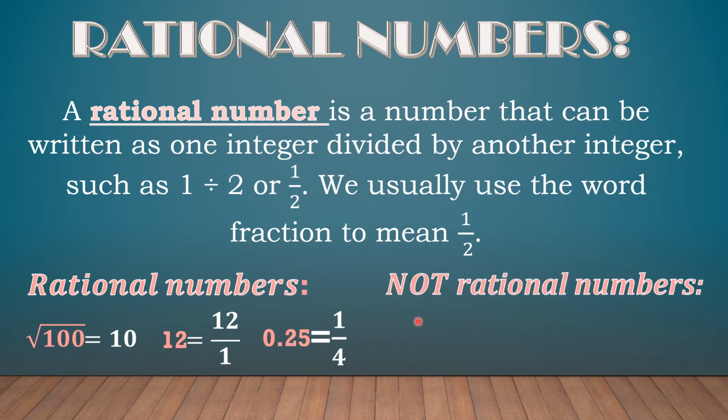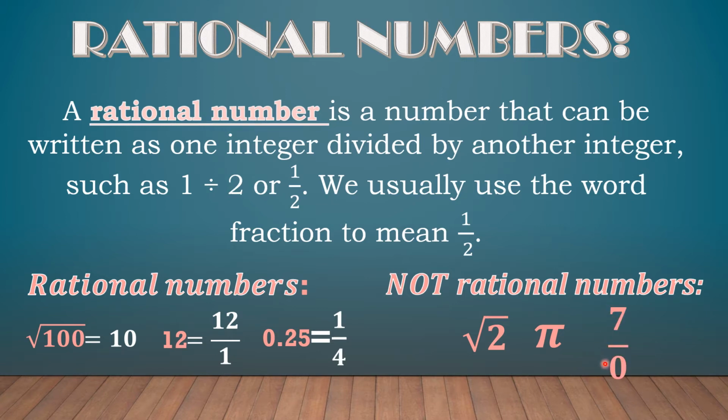And here are non-examples of rational numbers. Square root of 2 and pi. Itong mga numbers na to ay hindi natin pwedeng i-express as a ratio of two numbers. Kaya ang tawag sa kanila ay irrational numbers.